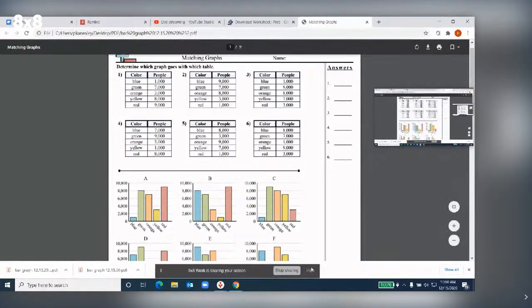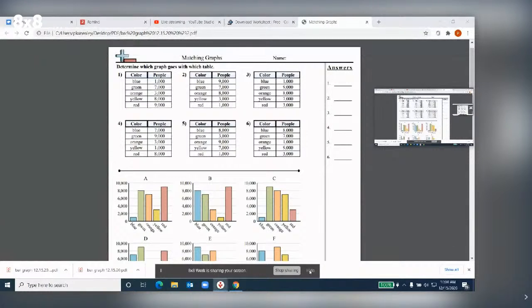Okay, guys, welcome. We're going to continue to work on bar graphs today. I put something like this up for you guys to practice yesterday. So what this does, it gives you the graphs and the data.